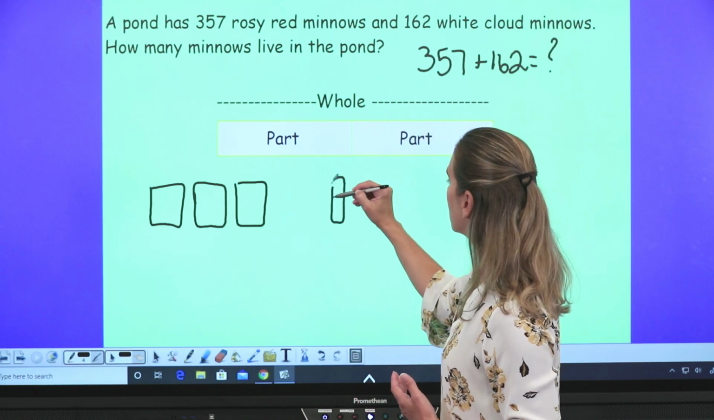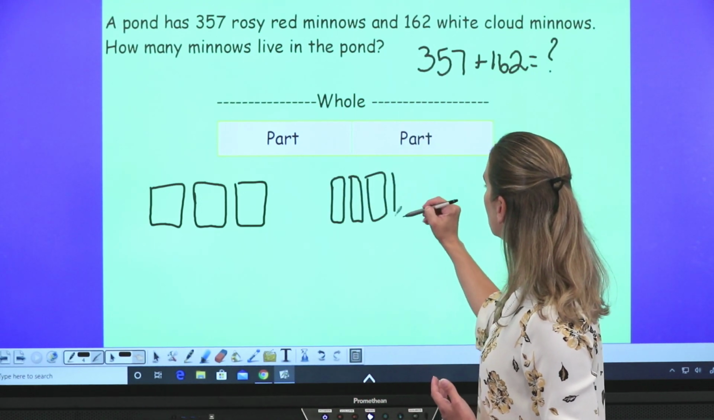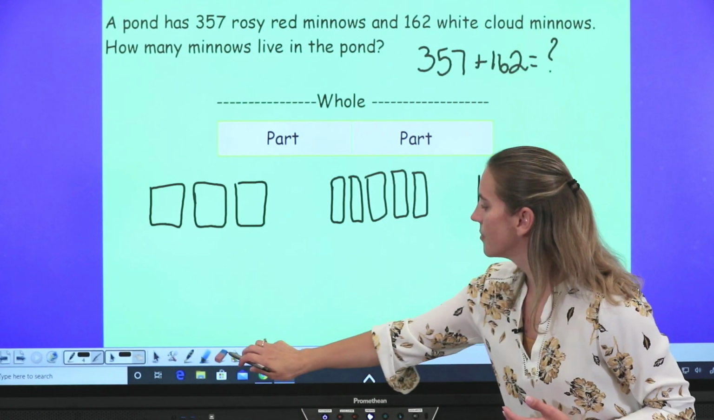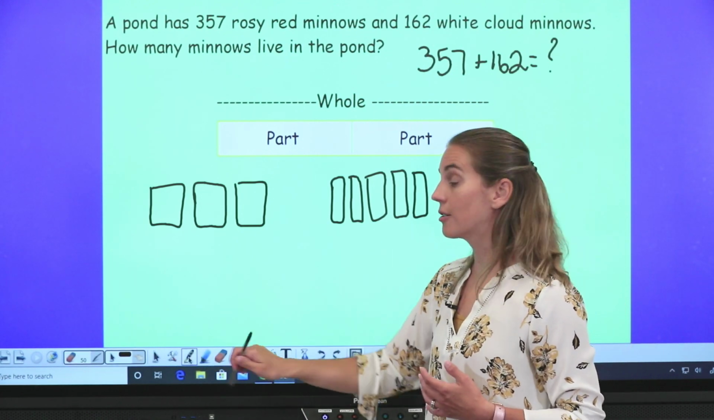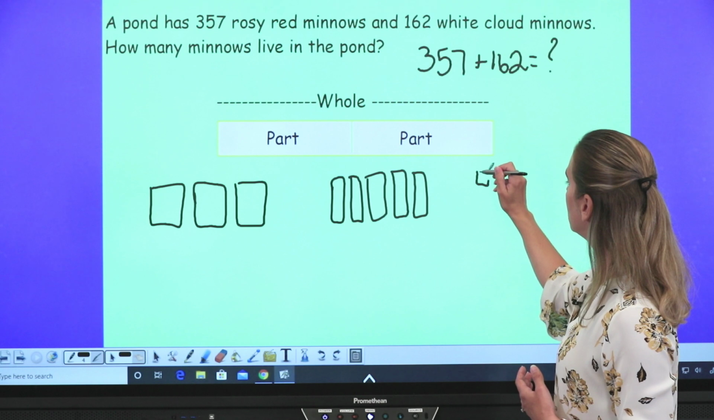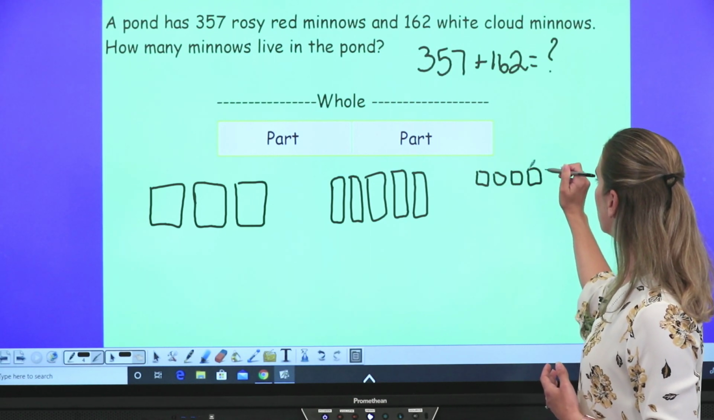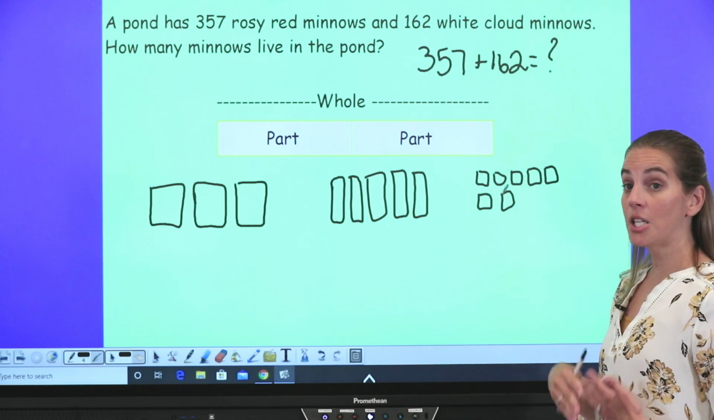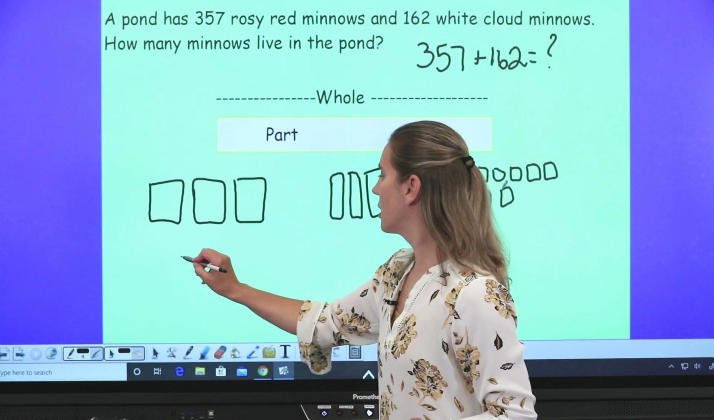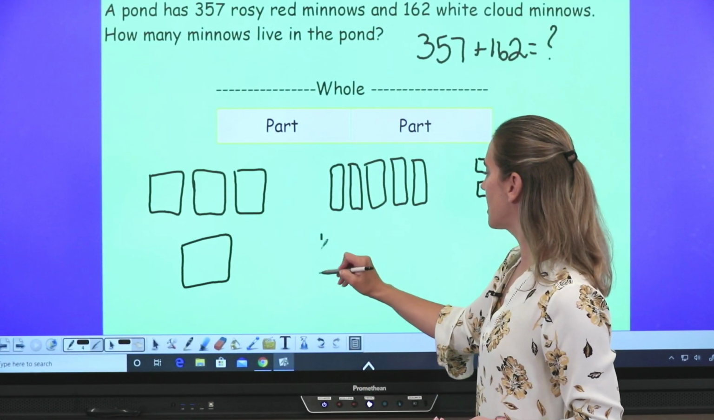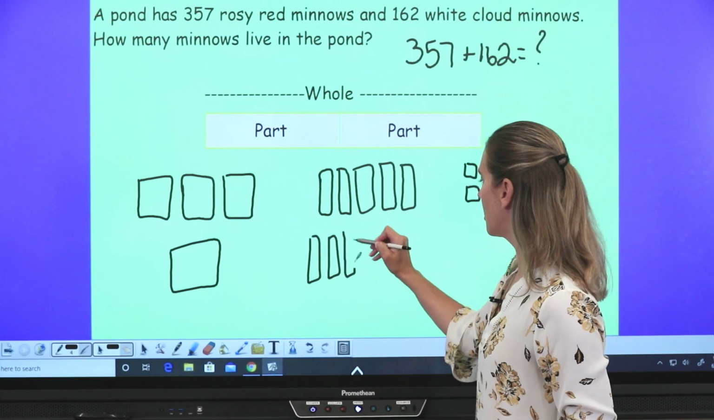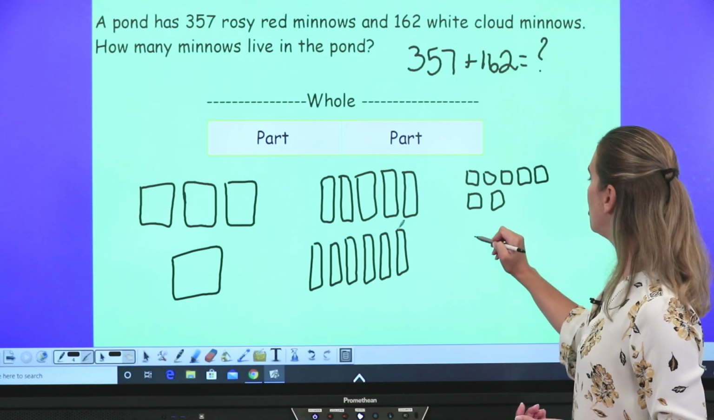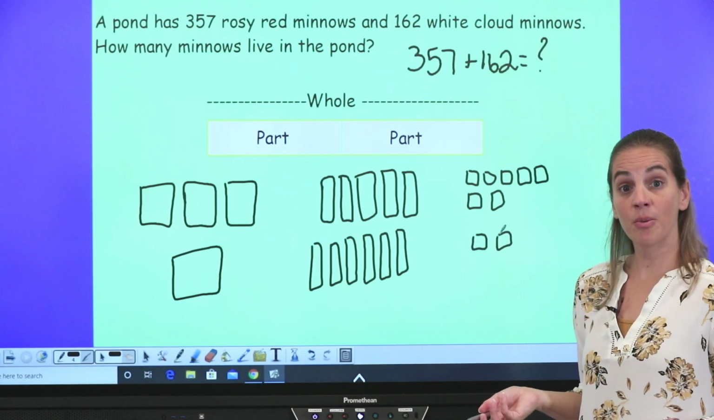357. 1, 2, 3, 4, 5. Oops. I guess if I'm going to draw units, I better draw single squares. 7 of them. Here we go. 1, 2, 3, 4, 5, 6, 7. Okay, there's my 357. Now I need to represent 162. All right, here's 100. And I'm going to do 6 tens. 1, 2, 3, 4, 5, 6 tens. And I'm going to do 2 ones. Okay, now all I have to do is add them together.